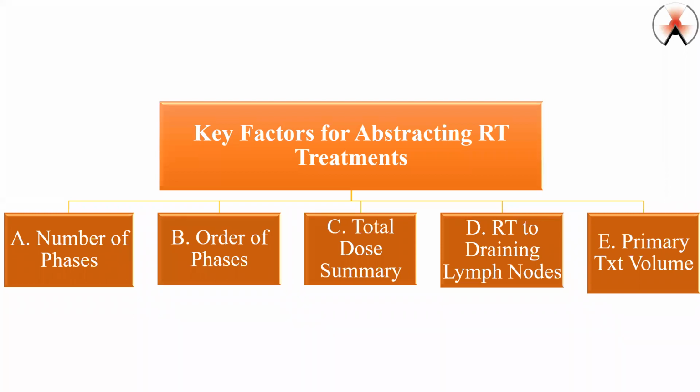And again, all of these boxes, A through E, reflect what we are required to code based on the STORE manual. And by the way, I was told that the STORE manual was going to be released early this month. I haven't checked yet. I haven't received any emails, but we should keep an eye on that. The official date that I was given was November 1st. All right, so number of phases, order of phases, the total dose summary, radiation therapy to the draining lymph nodes, and the primary treatment volume.